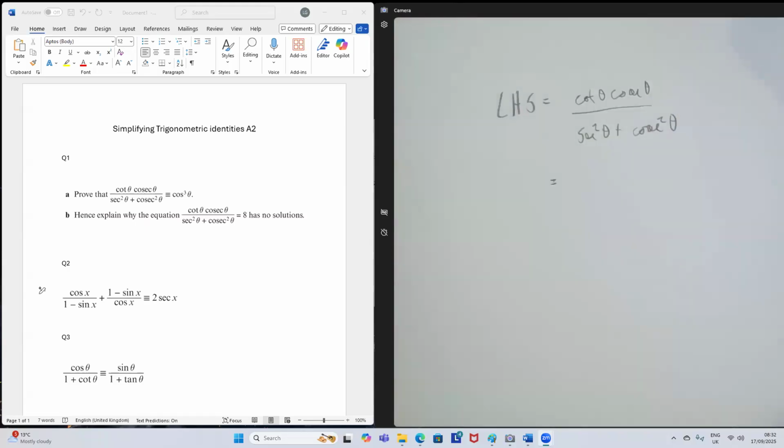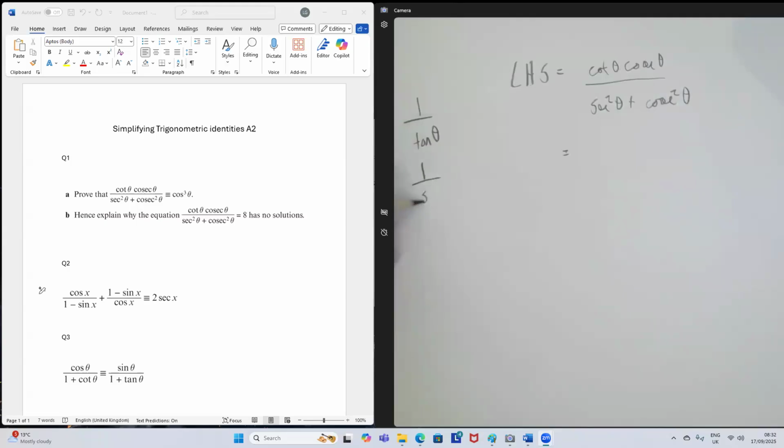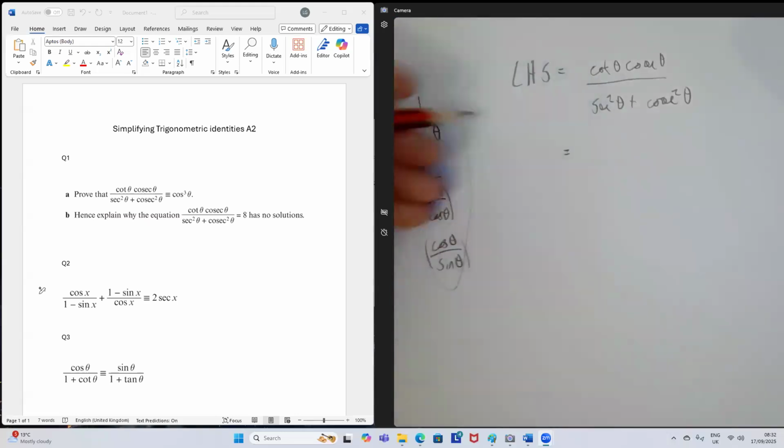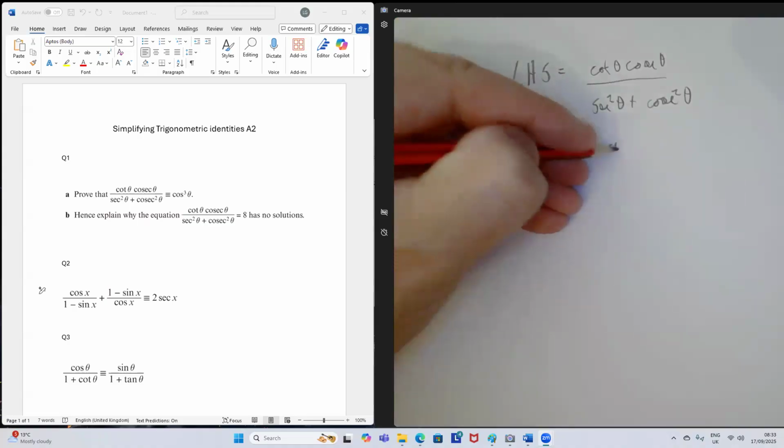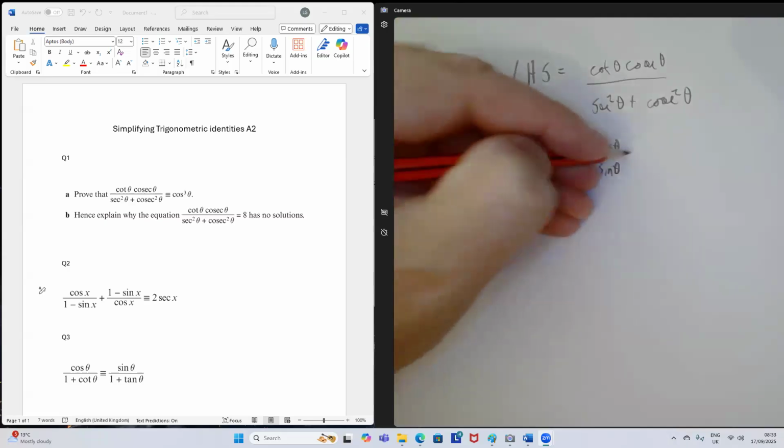Now the first thing that we need to do here is to change the identities so that they're written in terms of what they actually are, so they're not written as reciprocal trig identities. So cot is 1 over tan theta, but 1 over tan theta is 1 over sine theta over cos theta, and that is cos theta over sine theta. So we can replace cot theta; it can be rewritten as cos theta over sine theta. So that's our first step.